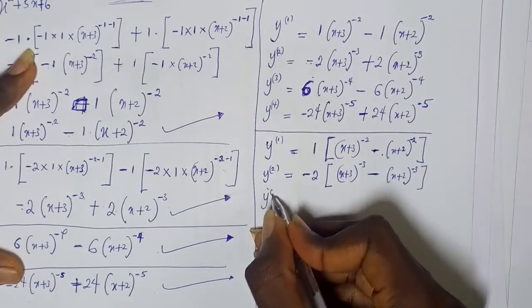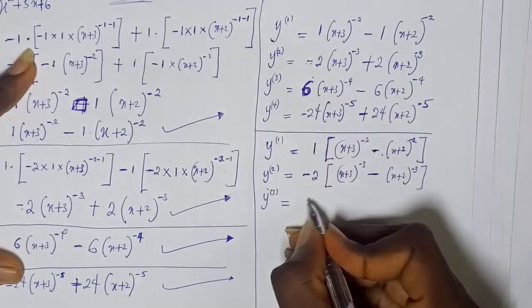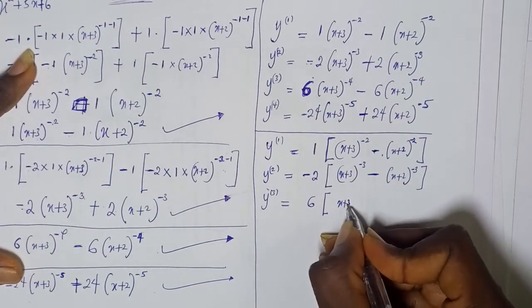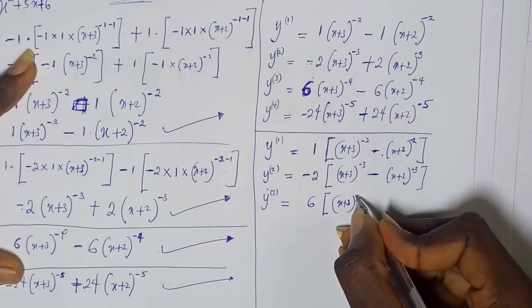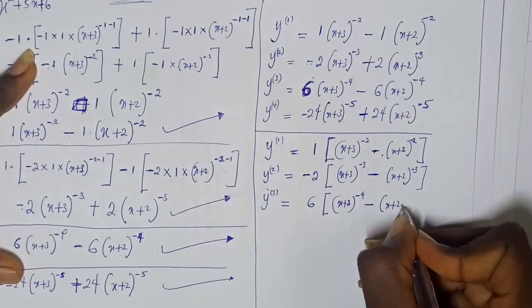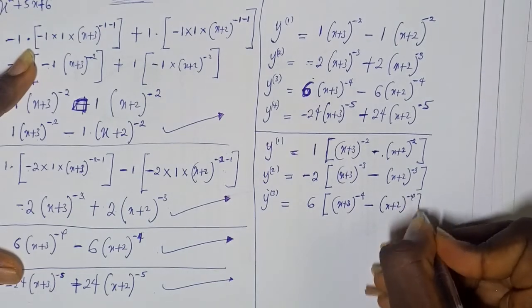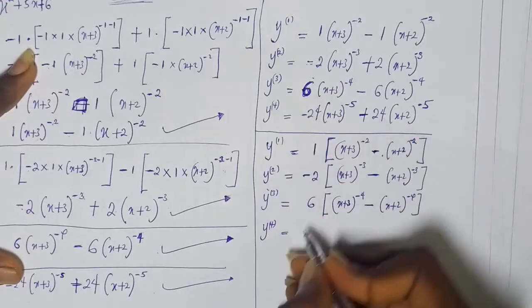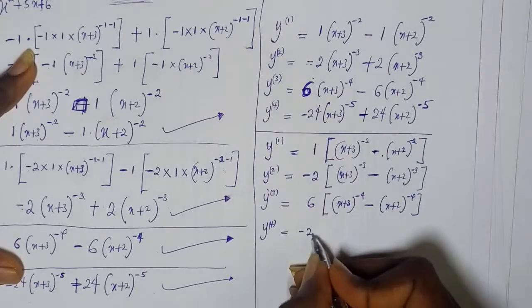Now the third one, 6 is common. Then I will end up having x plus 3 raised to the power of minus 4, then negative of x plus 2 raised to the power of minus 4. Next thing is the fourth derivative. The fourth derivative is negative 24 is common.